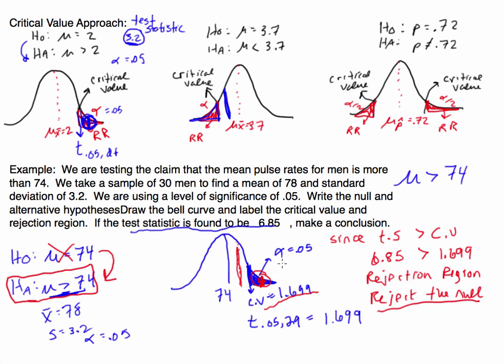What is significant? Well, in this case it was 0.05. 1.699 separates the lower 95% from the upper 0.05, so anything that lies to the right of that is going to be significant, which we found 6.85 to lie past that particular value of 1.699. The critical value approach always compares a test statistic and a critical value. If the test statistic is further away, or larger in absolute value, than the critical value, then we know we're going to reject the null, and we would say there is evidence to support the alternative.